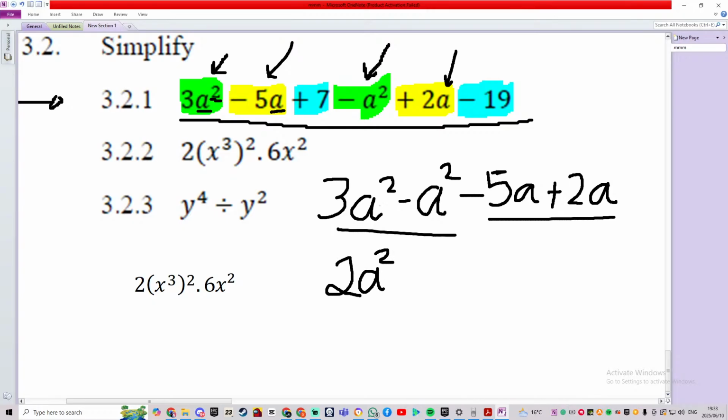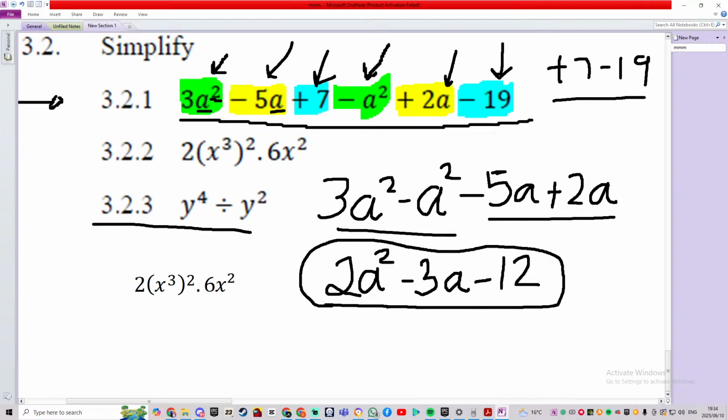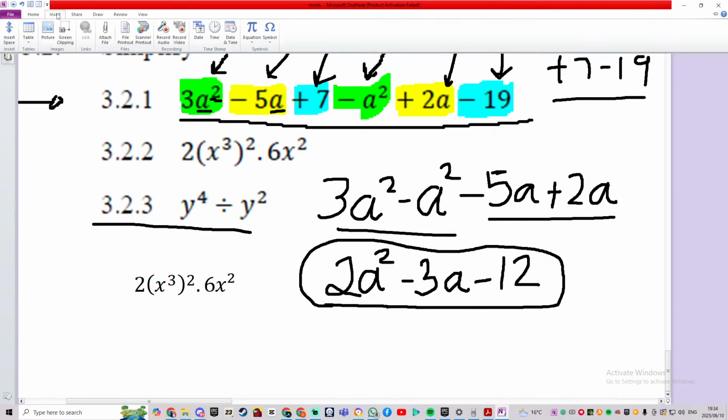Okay. So 3a squared minus a squared is 2a squared. And then minus 5a plus 2a is minus 3a. The a's don't fall away because we are adding and subtracting. Then let's not forget about the plus 7 and the minus 19. So plus 7 minus 19 is equal to minus 12. And that ends there because those are unlike terms. We cannot go any further there. Okay. So I'm going to end off on that question there, and then I'm going to go to 3.2.3.